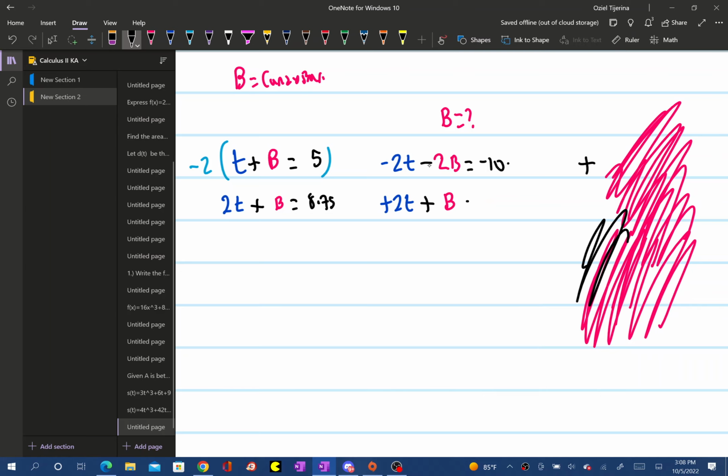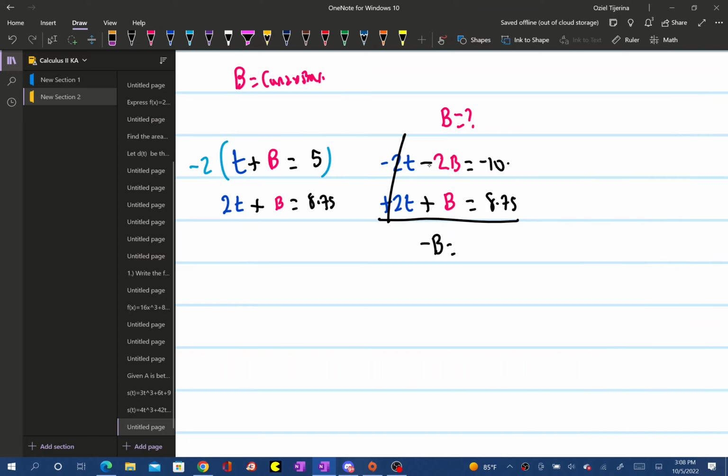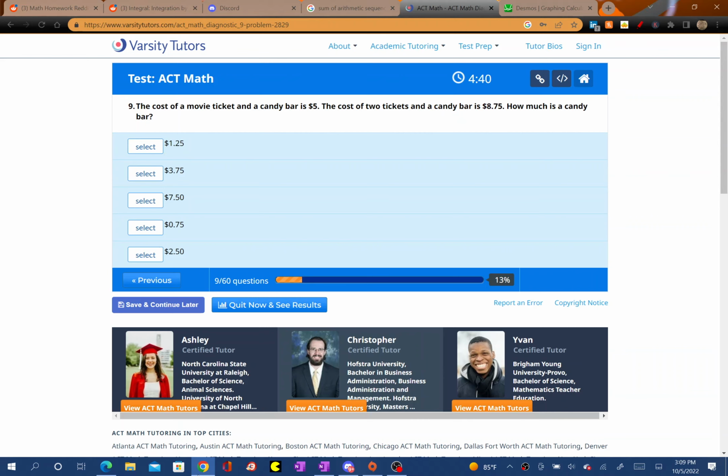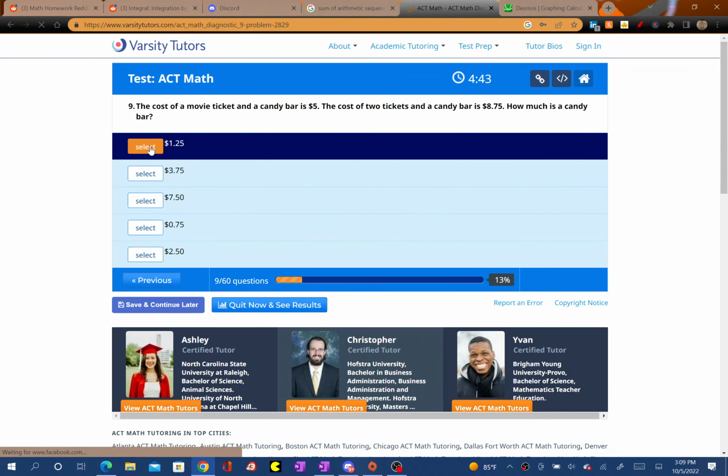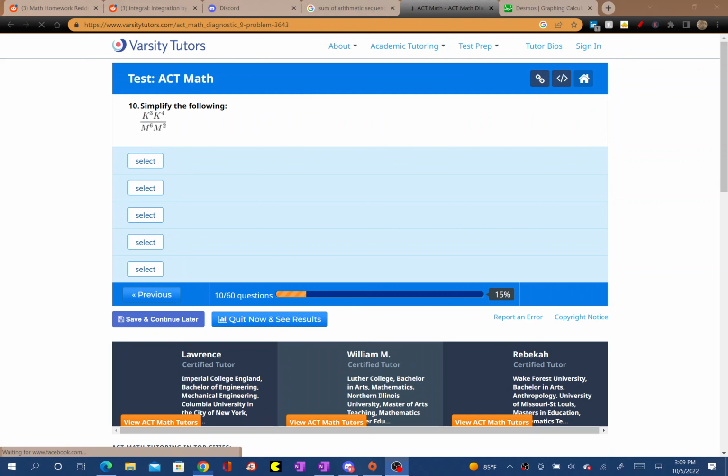Is equal to 8.75. Okay. This cancels out. We get that negative B equals, if we do negative 10 plus 8.75, negative 1.25. So we divide by negative 1, and we get B is 1.25. Now, they're asking how much is a candy bar, so it would be $1.25. Okay. Alright.